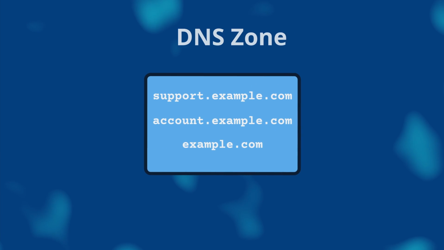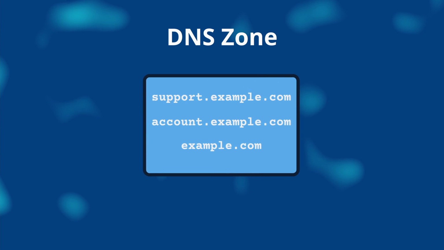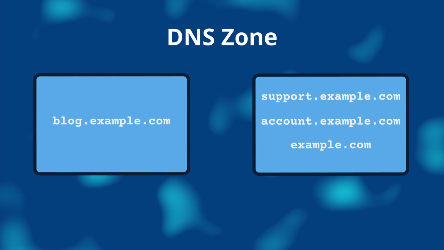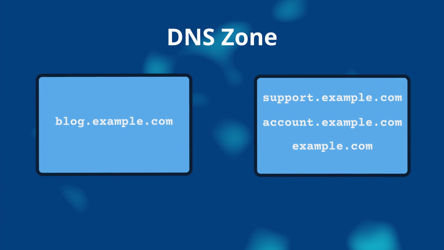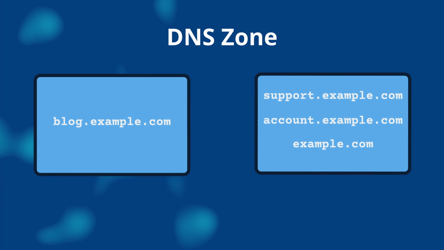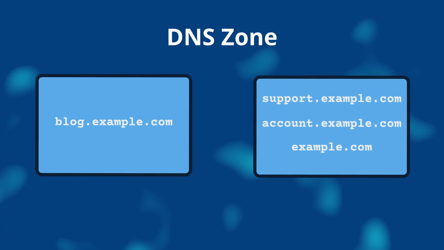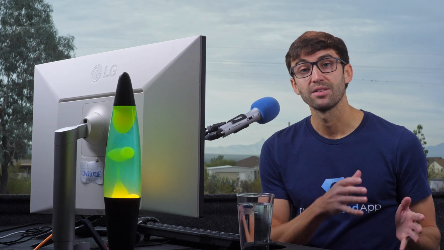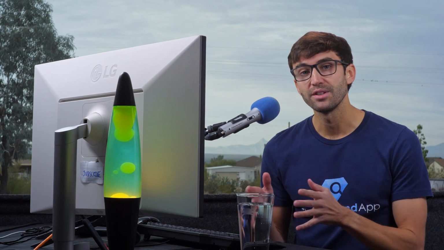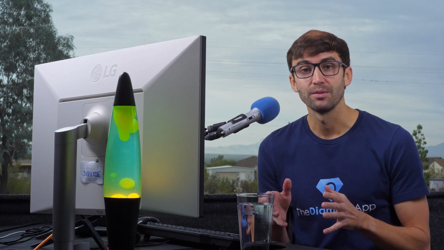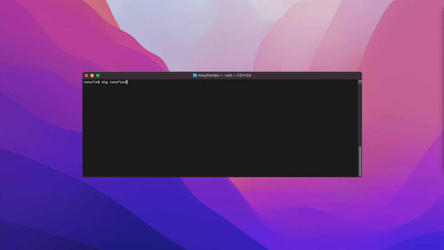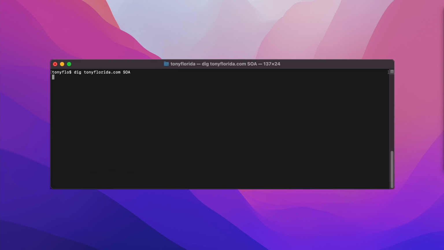In the most simple sense, you can think of a DNS zone as a collection of DNS components, and in this case we have two DNS zones. You will notice that there is just one domain name in the zone on the left and a few domain names in the zone on the right. Every single DNS zone must have an SOA record, and therefore every single domain name will have an SOA record associated with it. Let's use the dig command to do an SOA lookup for my personal website at tonyflorida.com.